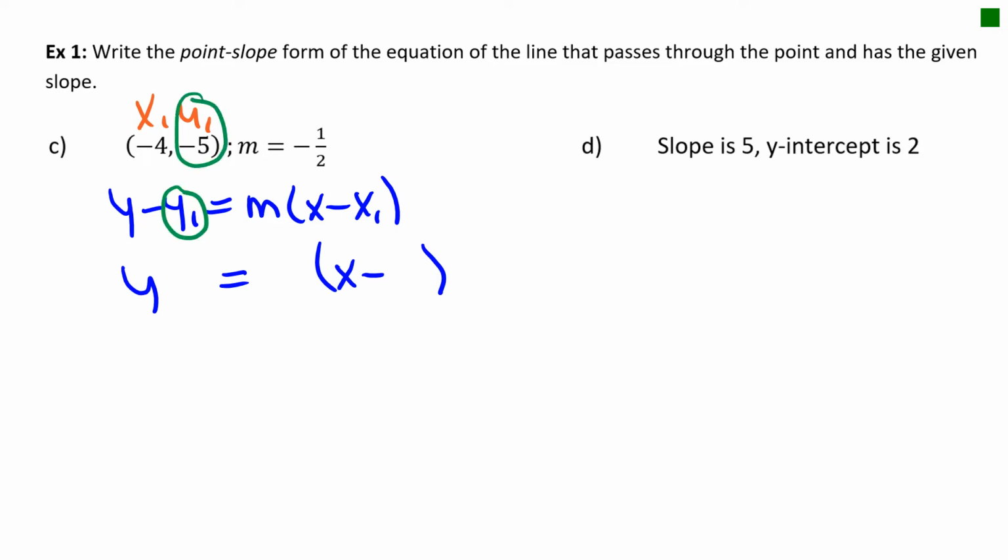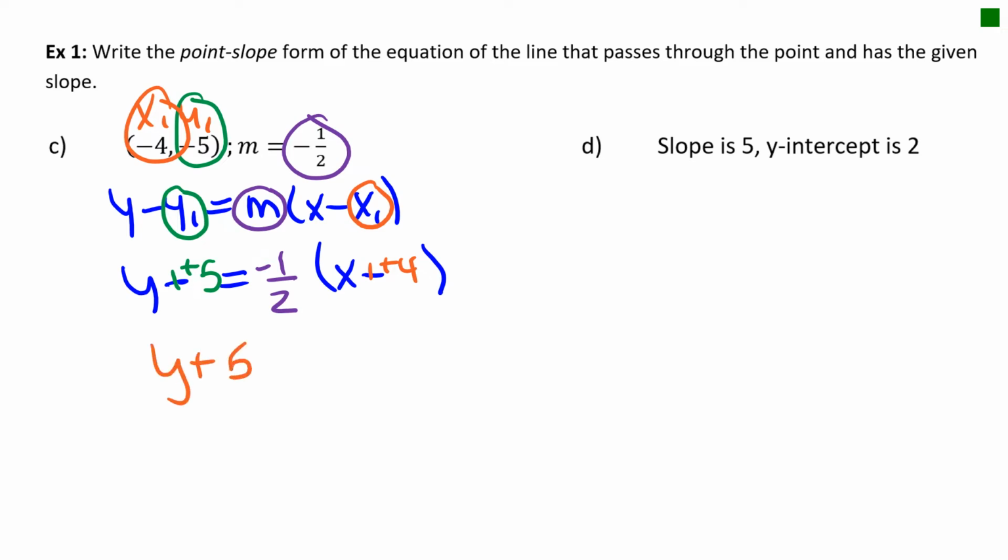Here's y sub 1. It's -5. Minus negative becomes plus positive. Here is my slope. Slope is -1/2. Then it asks for x sub 1. x sub 1 is -4. Minus negative becomes plus positive. So we're going to rewrite it as y plus 5 equals -1/2 times x plus 4. Easy peasy lemon squeezy.